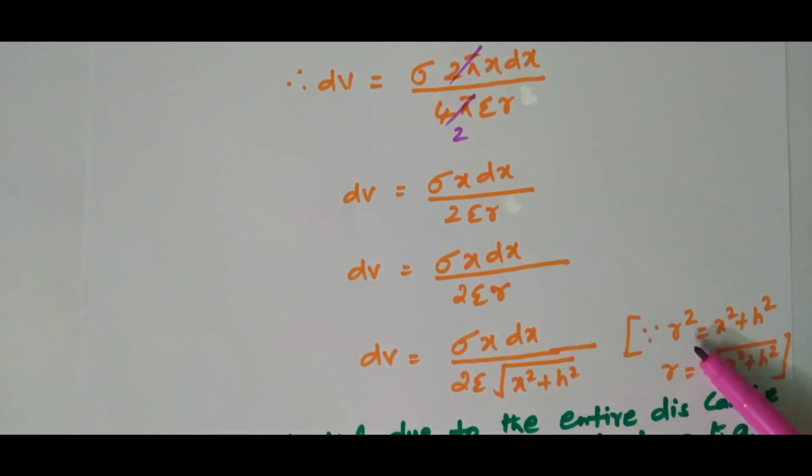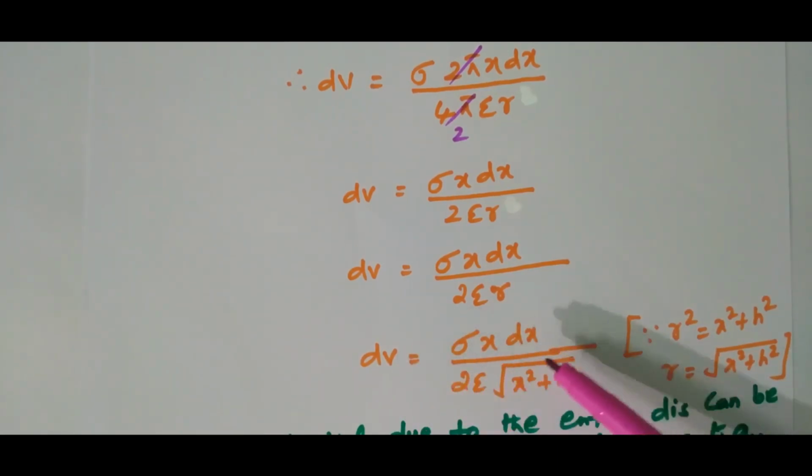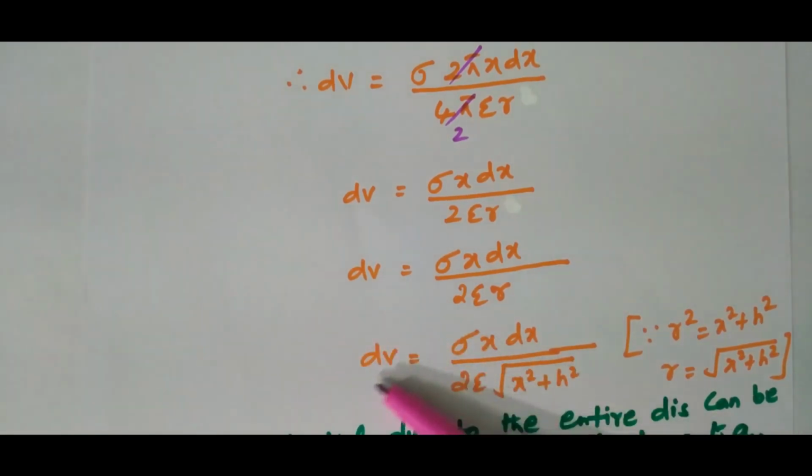From the triangle, based on the Pythagoras theorem, we can write r square equal to x square plus h square. That is, r equal to square root of x square plus h square. So we can replace r with this value, so that we get dV equal to sigma x dx divided by 2 epsilon square root of x square plus h square. But this is due to only a small charge and small potential.